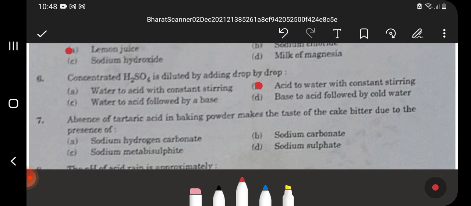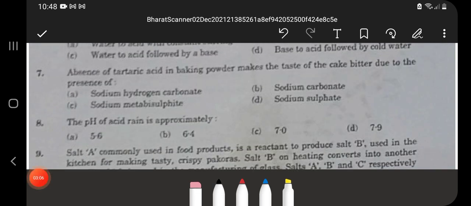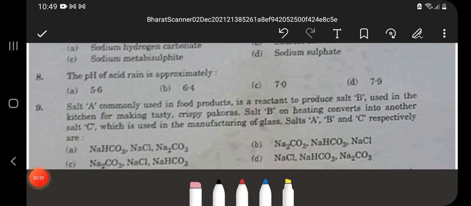Next, seventh question. Absence of tartaric acid in baking powder makes the taste of the cake bitter due to the presence of... The option is B, sodium carbonate. Next, eighth question. The pH of acid rain is approximately... The answer is A, 5.6.